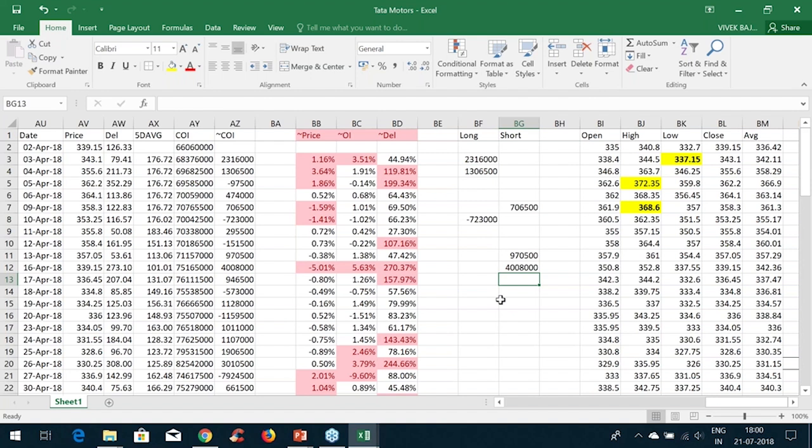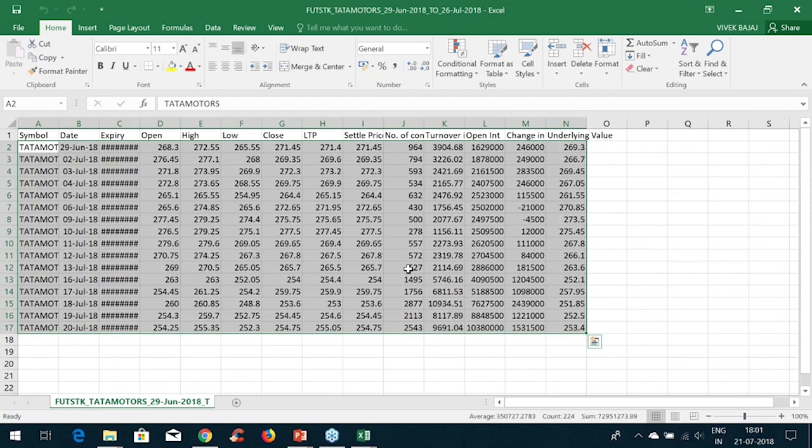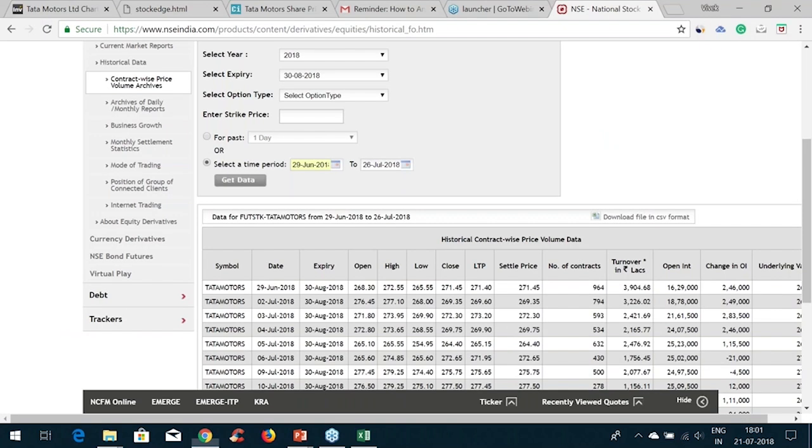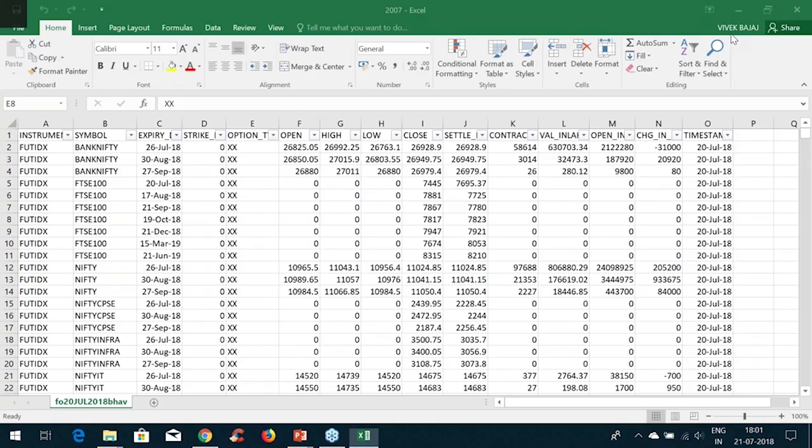This is a great way to filter out your trades, because you will not trade on both sides. You will only trade long when there is a bull control, and you will trade short when there is a bear control in that stock. Is this concept clear, everyone? So let me open that Excel sheet which I have already created.